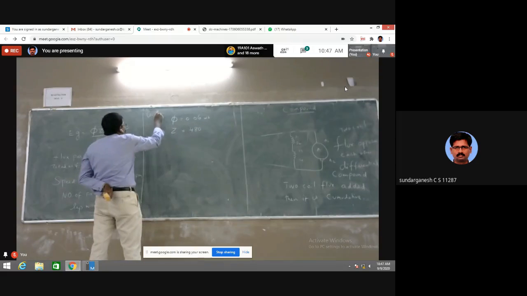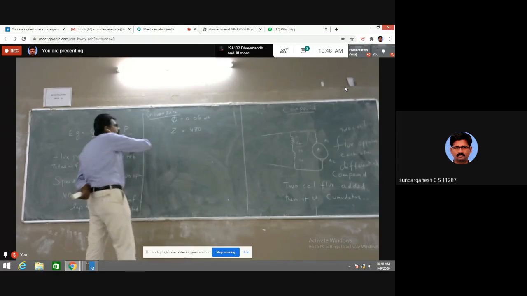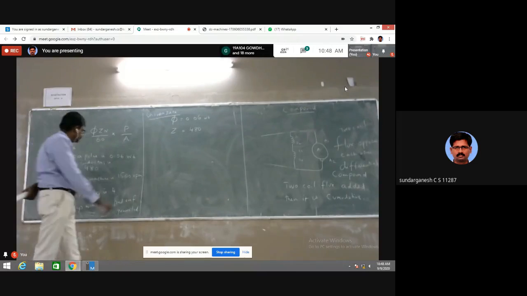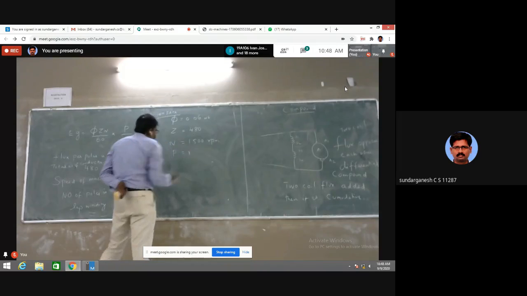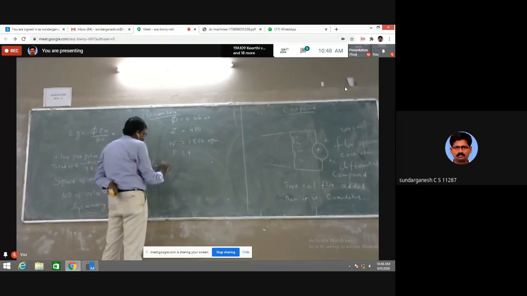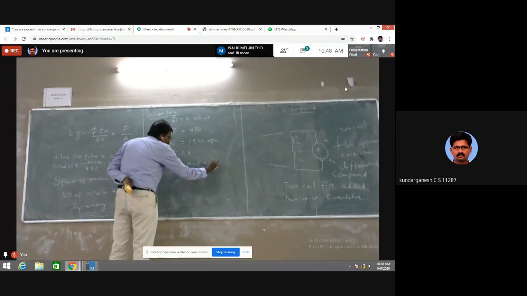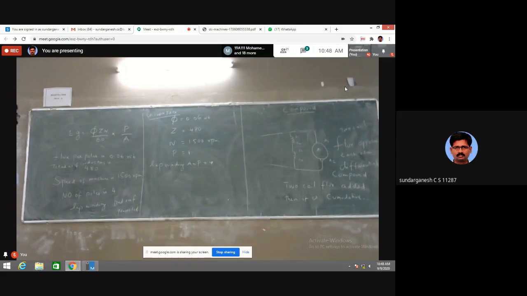So you have to practice writing the given data for the problem. So from the problem, we have derived that the given data is phi is 0.06 Weber, Z is 480, N equal to 1500 RPM, P equal to 4. They have given lap winding. Since it is lap winding, A is equal to P, which is equal to 4.